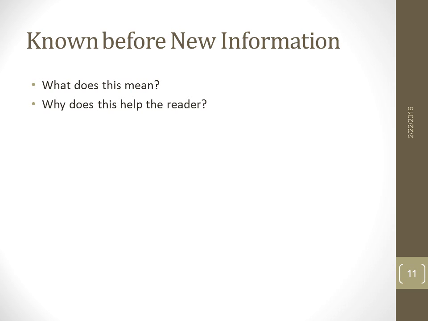The reader is guided through this information, so you tell them something they already know or something that's generally known, or you give them a starting point, and then you add new information as you go on. This helps the reader because they're not trying to understand something new before they've had a chance to comprehend that information. We'll take a look at a visual that will probably make this concept clearer.